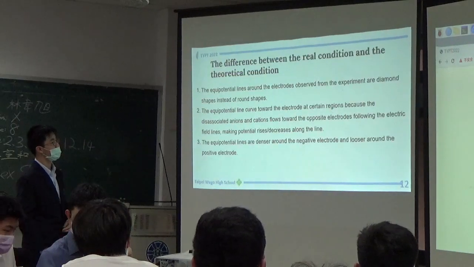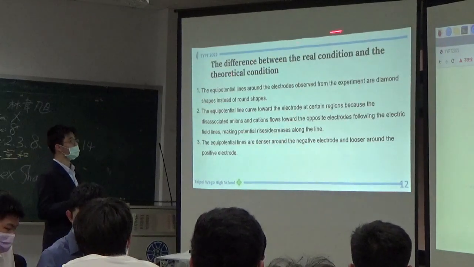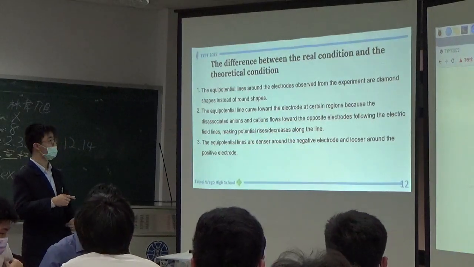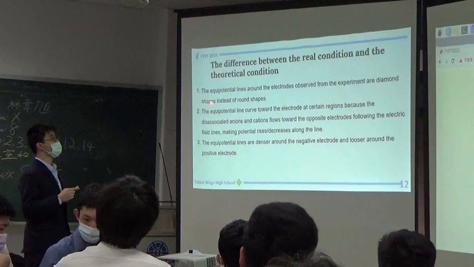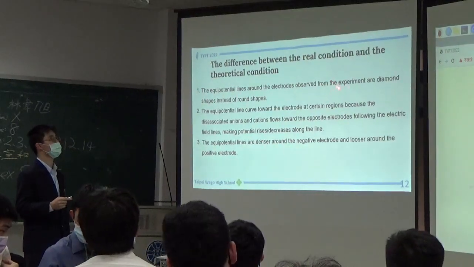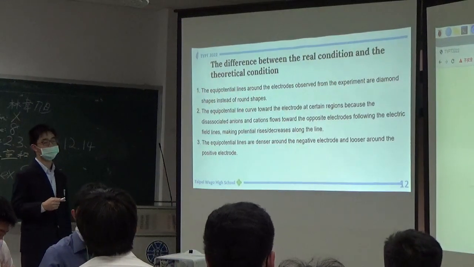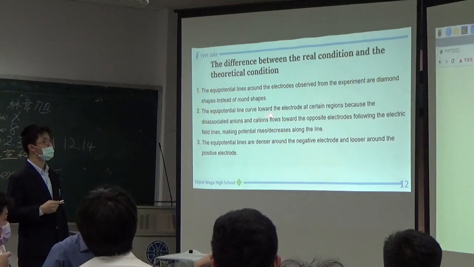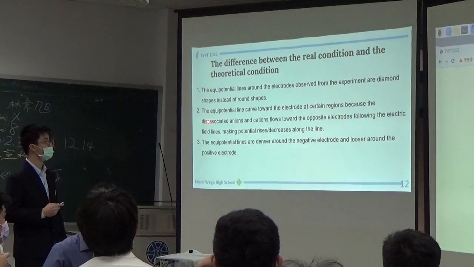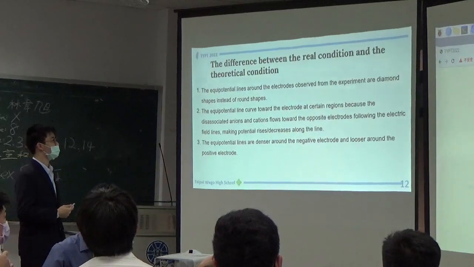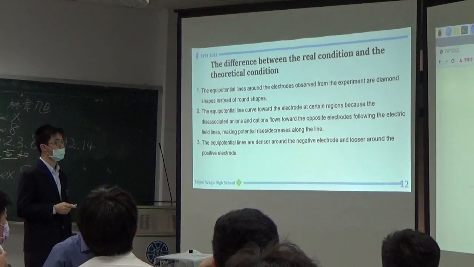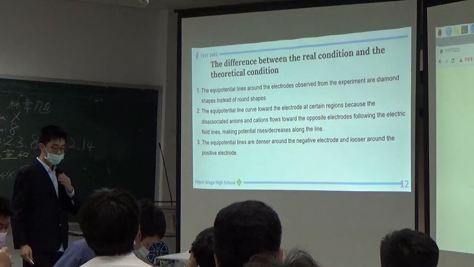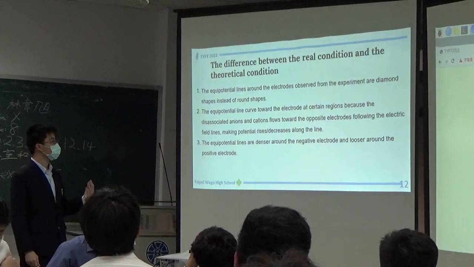Next one. Now, I'm going to talk about the difference between the real condition and the theoretical condition. There are 3 main deviations that we have observed. First, the equipotential lines around the electrodes observed from the experiment are diamond-shaped instead of the round shape that we predicted. Second, the equipotential line curves towards the electrode at certain regions. We believe that it's because of the dissociated anions and cations flowing toward the opposite electrodes, forming the electric field lines. And allow me to explain this more clearly.